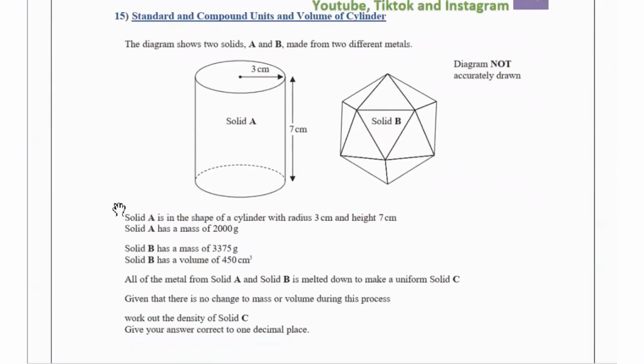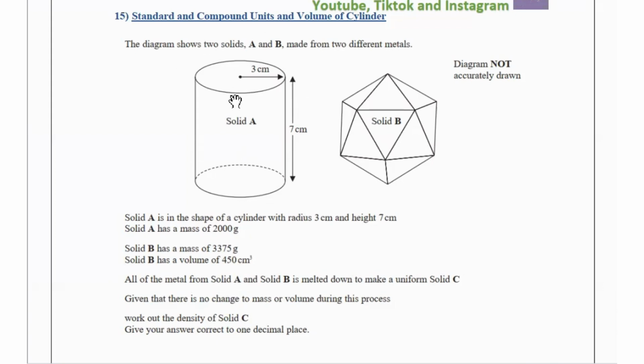Then it says the diagram shows two solids A and B made from two different metals. Solid A is in the shape of a cylinder with radius 3 centimeters, height 7 centimeters, and it has a mass of 2000 grams. Solid B has a mass of 3375 grams and a volume of 450 centimeter cube. All of the metal from solid A and solid B is melted down to make the uniform solid C. Given that there is no change to mass or volume during this process, work out the density of solid C.